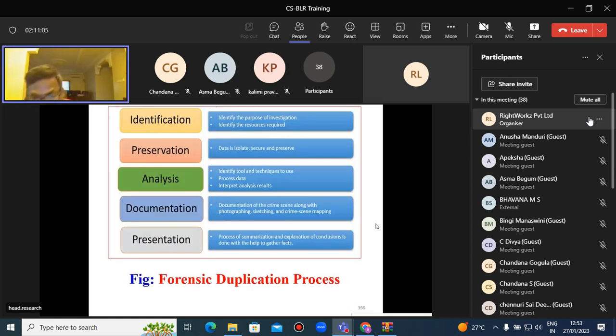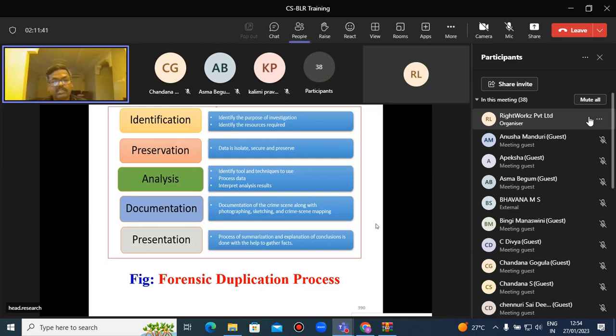Then these are the forensic duplication process steps. First step: identify, preservation, analysis, documentation, presentation. Identify the purpose of investigation. Identify the resources of it. Preservation: data is isolated, secure and preserved. Analysis: identify tools and techniques to use, process data, interpret data analysis.